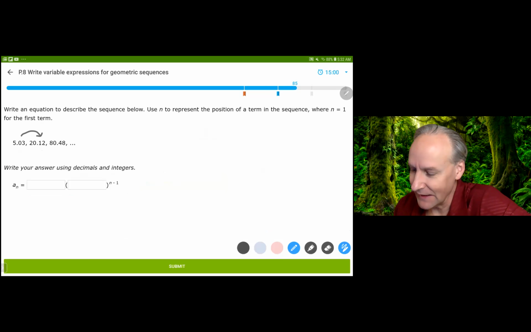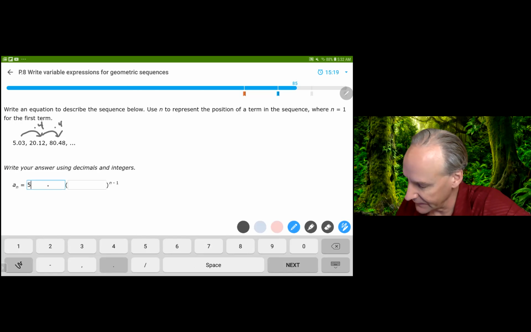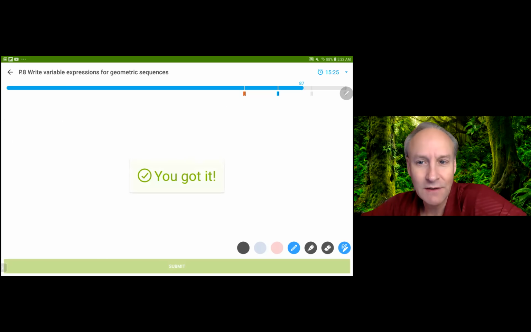Times 4 again. Now, don't grab your calculator for this one, silly. Look, 5 times 4 is 20, and 0.03 times 4 is 0.12. See? See the 1200s? It's not that hard. You can do this. And our first term is 5.03. There's no sign changes or anything. And that is 4. And our multiplier is 4. You can do this.